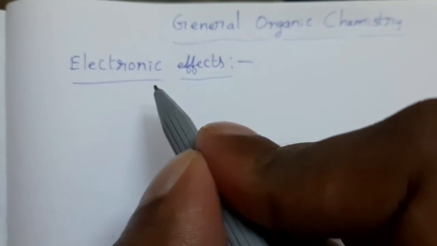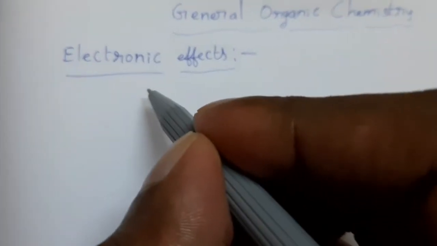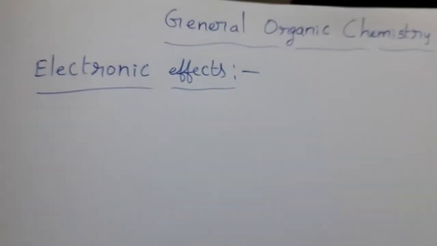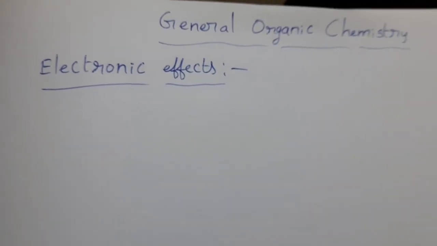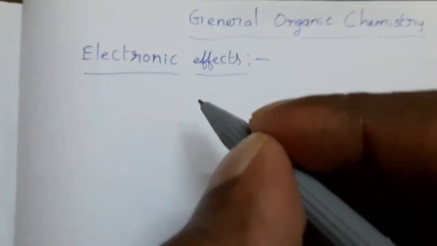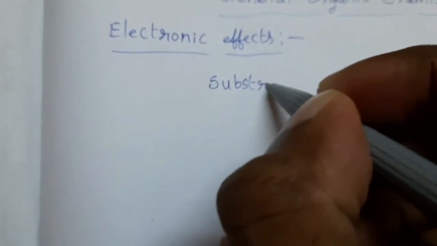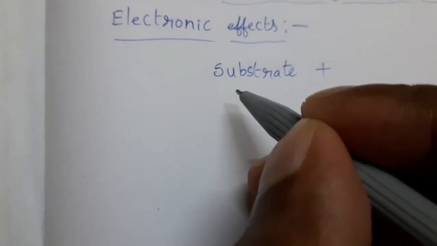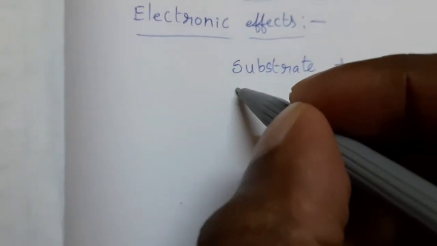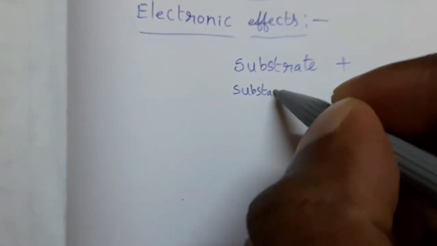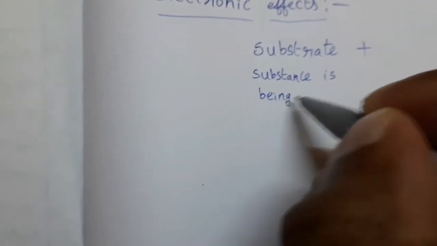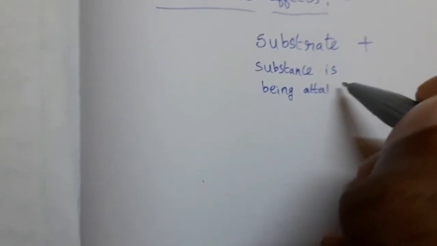Reactants react with one another and form products. In these reactants, two terms are there. One is substrate. Substrate means a substance that is being attacked. A substance that is being attacked is called a substrate.